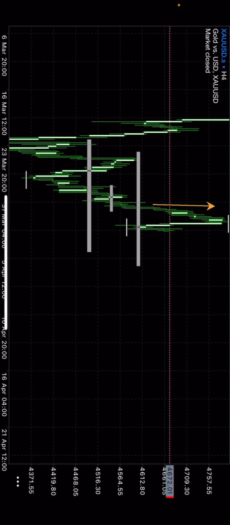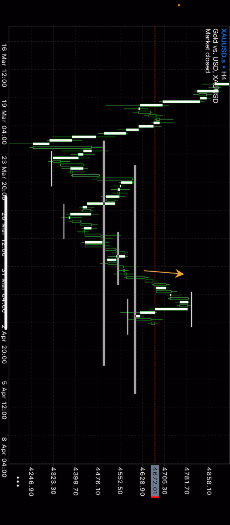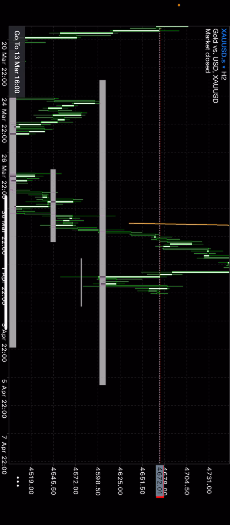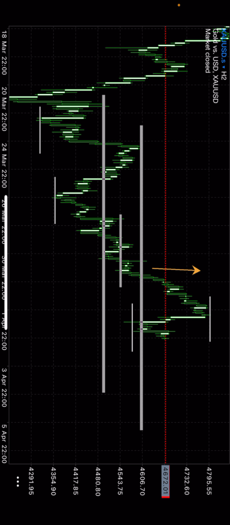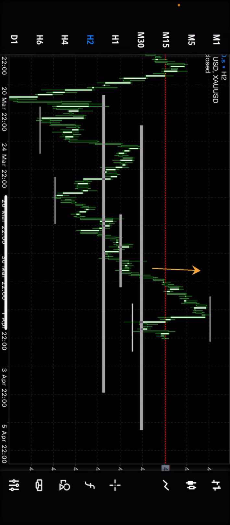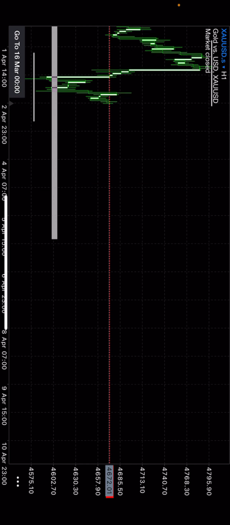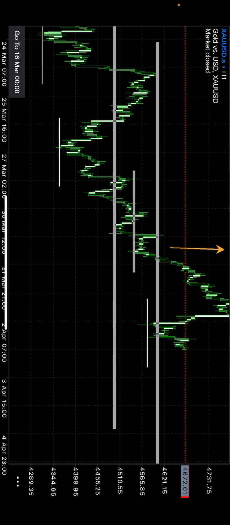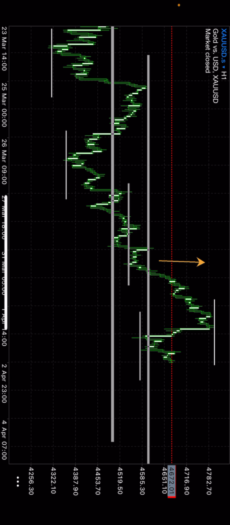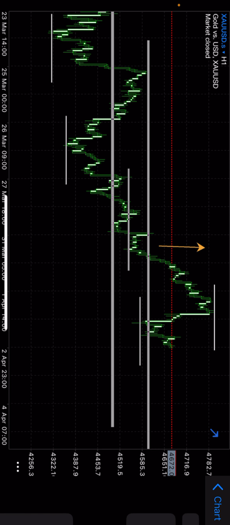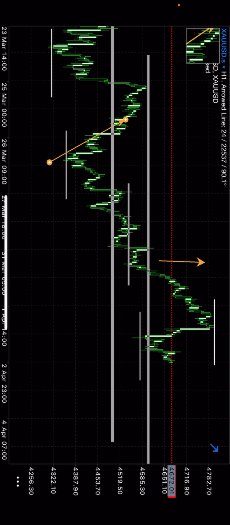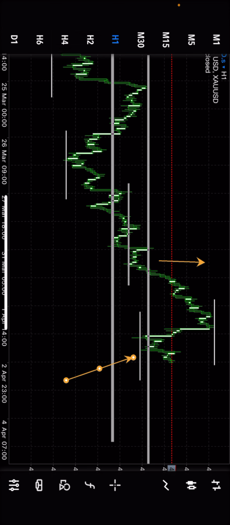Then gold, for those of us that trade gold, though I don't trade gold. For those that want to trade gold this week, gold is actually very, very bullish. We can spot market structure right here. We have these higher lows, higher highs, higher lows, easy. So all you have to do is wait.